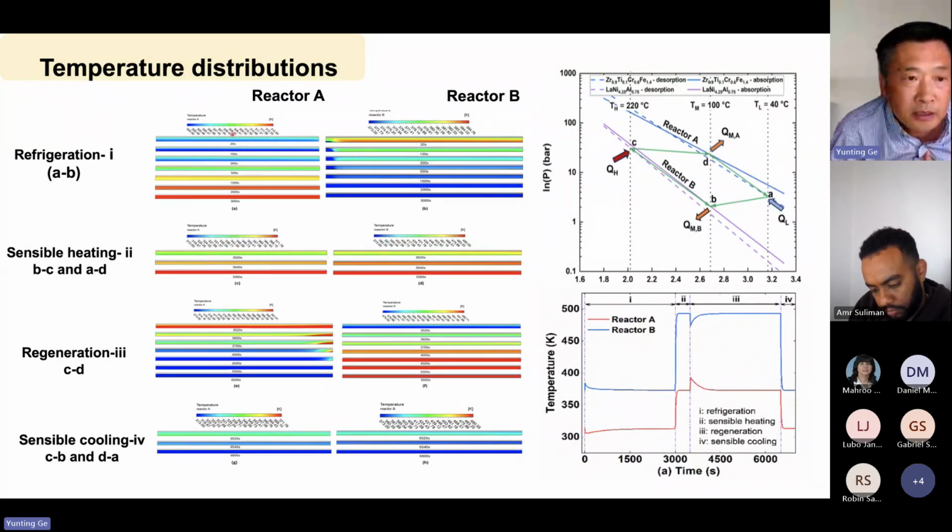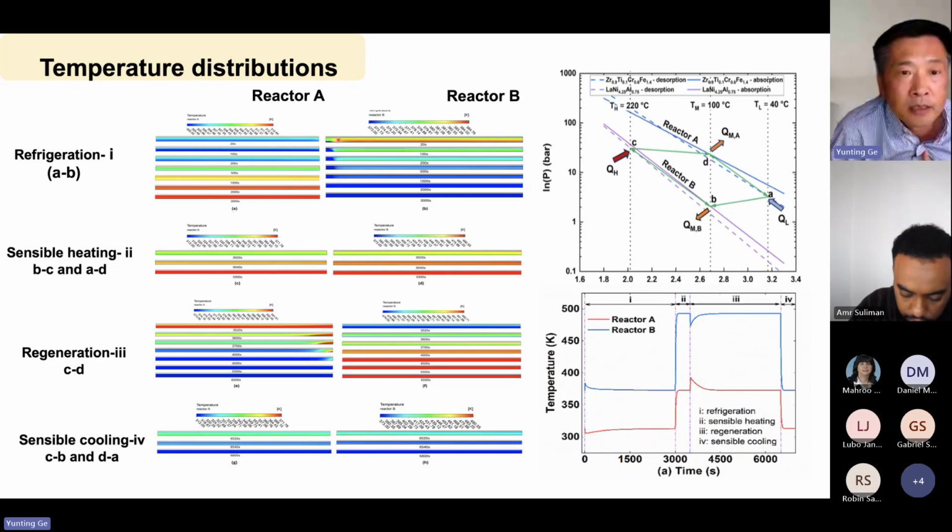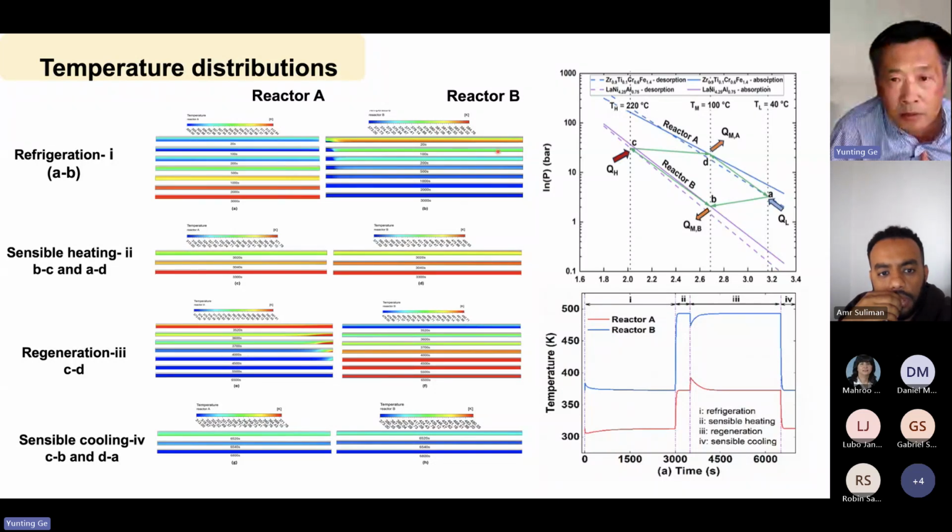For desorption, you can see at the beginning the temperature suddenly drops and then goes up to the heat source temperature. And for absorption, the temperature at the beginning goes up and then goes down like that. So you see here it goes up and down, and going down and up for this one.